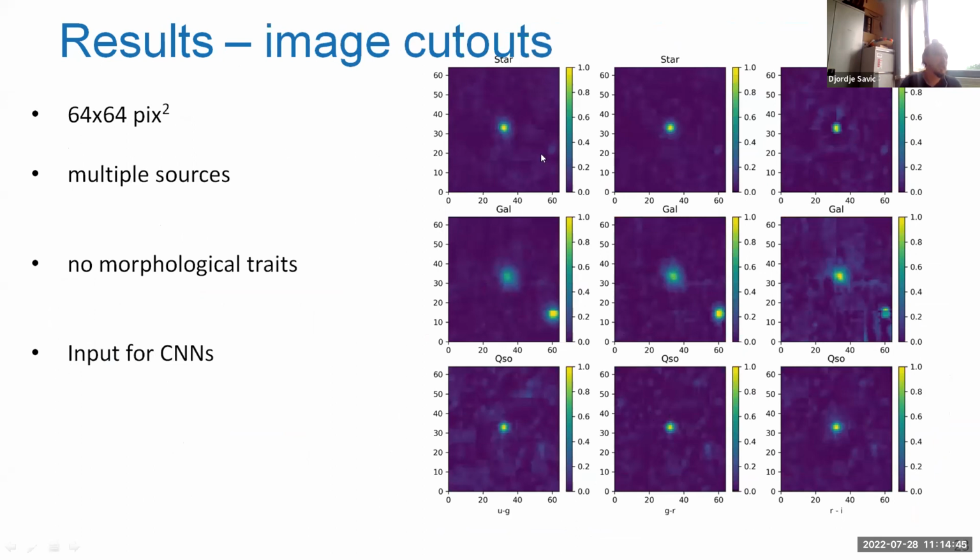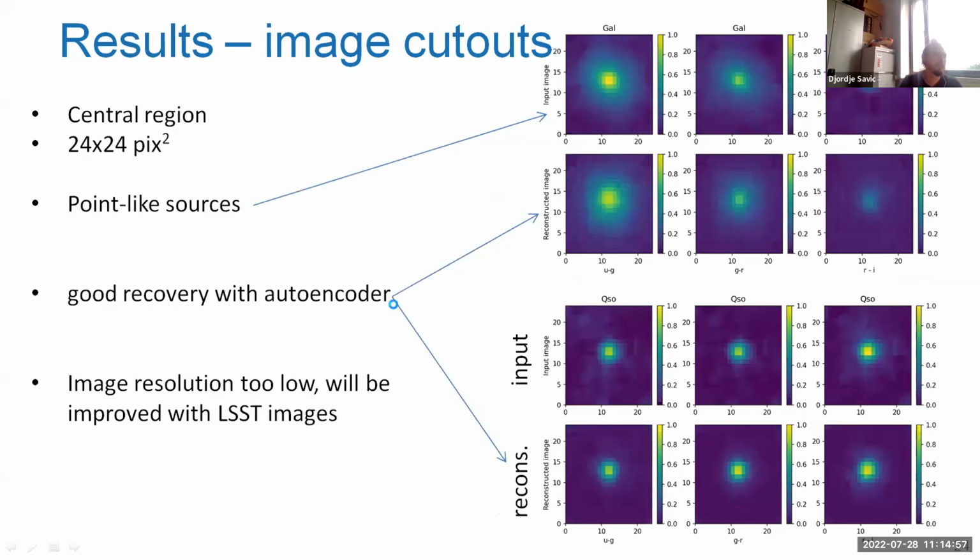The next part was to use the addition of images. Here we can see the actual 64 by 64 pixel images, but these are just point-like sources, with very few objects having any morphology traits that can be used. The only good thing we were able to pull out was with autoencoder training, but images of this quality don't improve the accuracy of the classification.